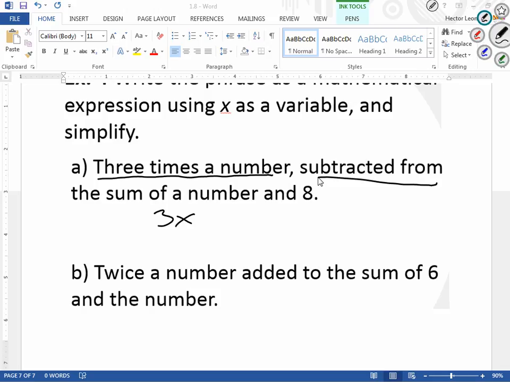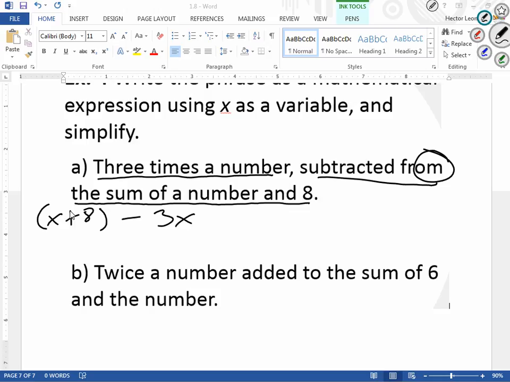Subtracted from. Remember the word from, when it comes to subtraction, we're going to do a minus, but instead of putting it after 3x, we're going to put it before 3x. Subtracted from. So before the minus sign, we're going to write the sum of a number and 8. So let me just write that. The sum of a number and 8.